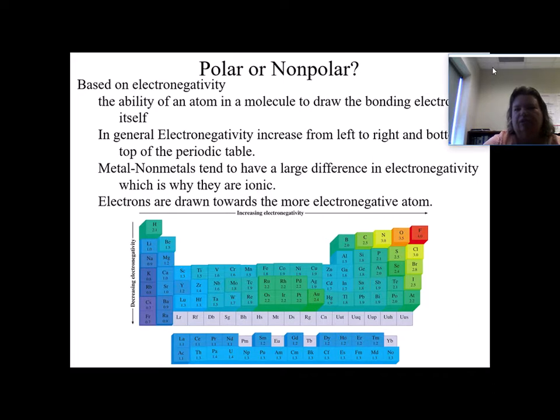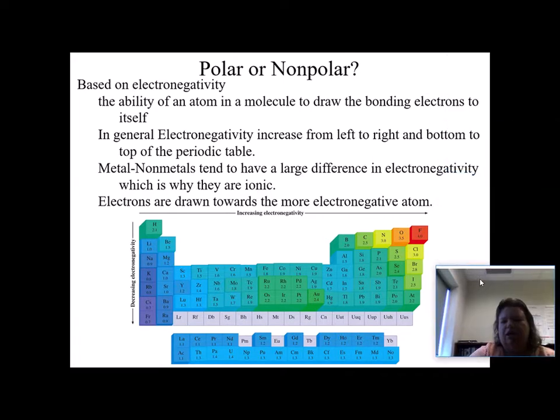Okay, good spot for this. All right, so basically it's dependent on the electronegativity. Electronegativity is the desire or the ability of an atom in a molecule to draw the bonding electron to itself. Okay, so basically you can think of it as being likability. Okay, in general, electronegativity increases from left to right, so that's shown here.